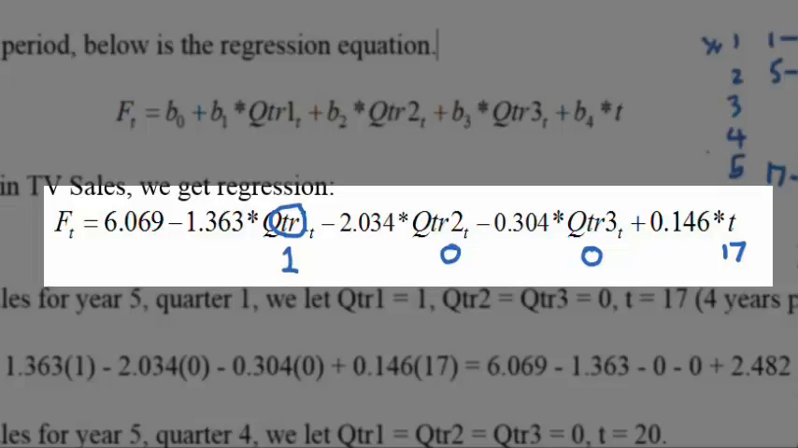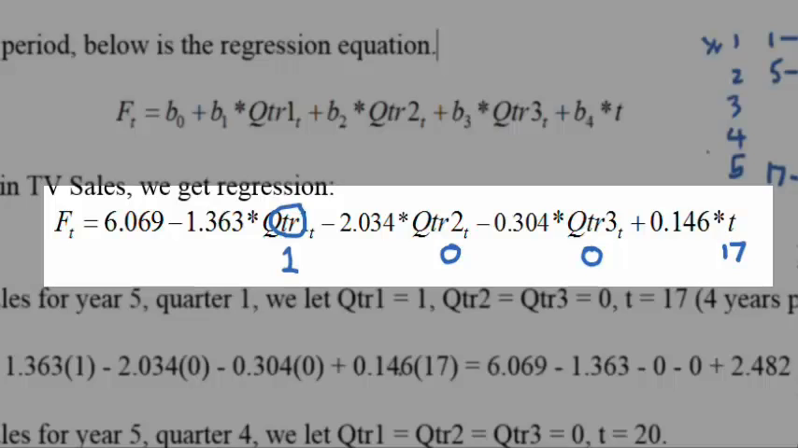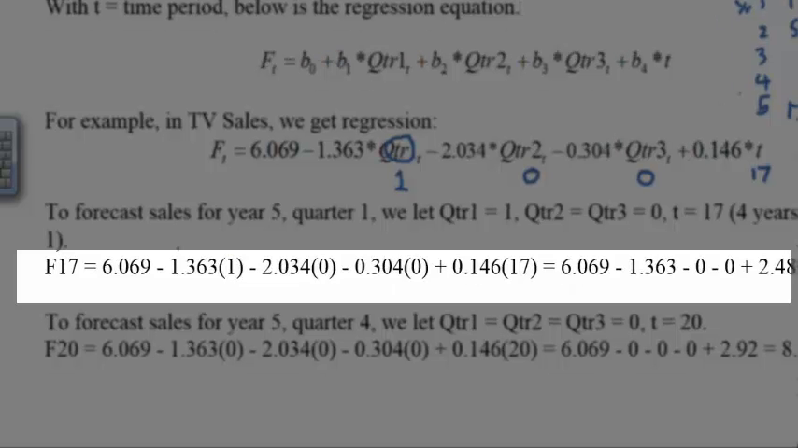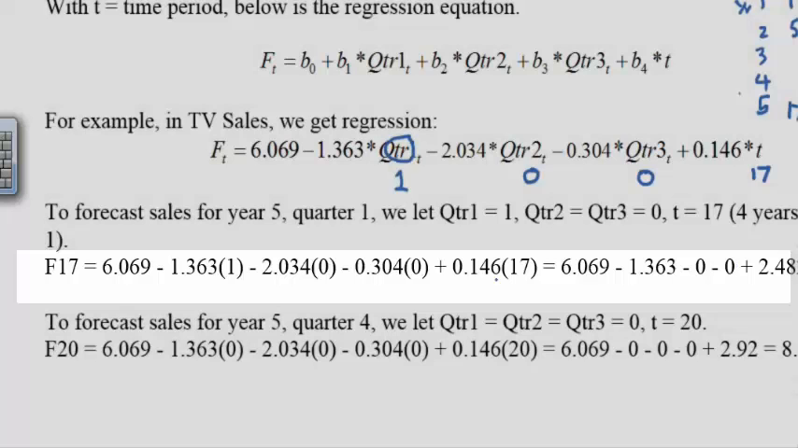Okay, and then if you just work this out, you have 6.069 minus 1.363 times 1. So that's over here. And then the other 2 terms are equal to 0, because anything multiplied by 0 is 0. And then 17, you plug it into here, times 0.146, as you see here. So 6.069, and then minus 1.363, and then 0, 0, plus this value, which is 2.482. And that gives us 7.188. So that's how we would make the prediction.